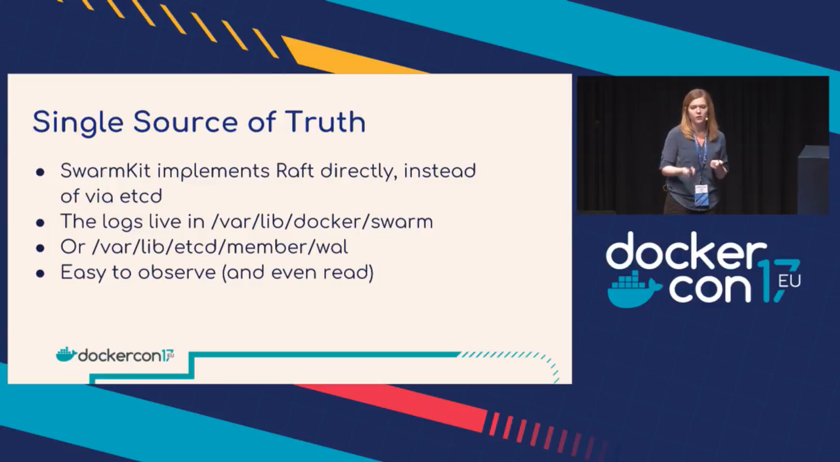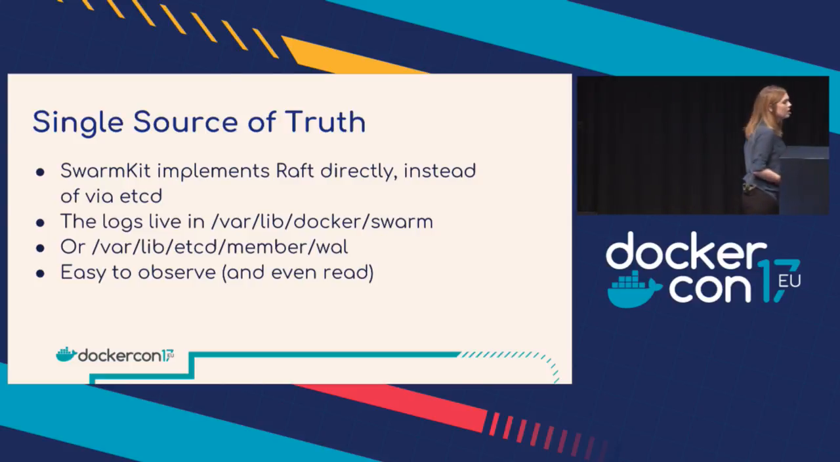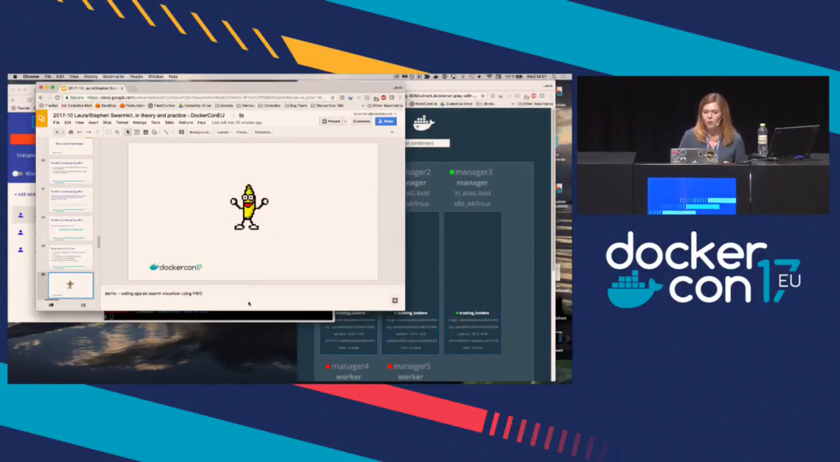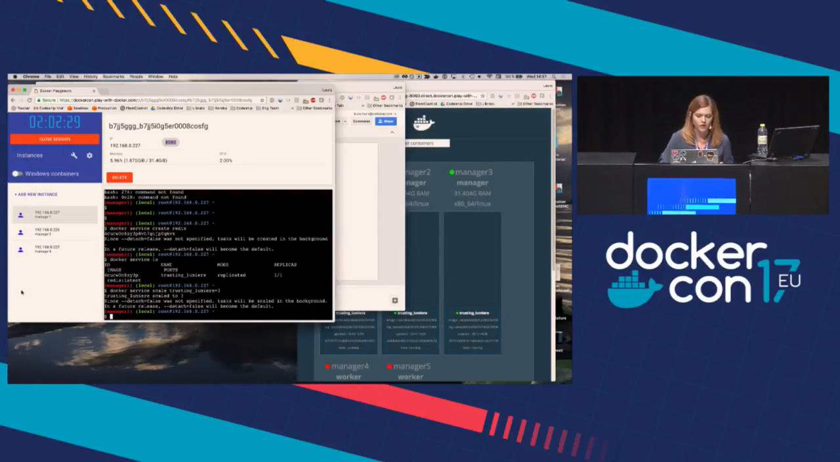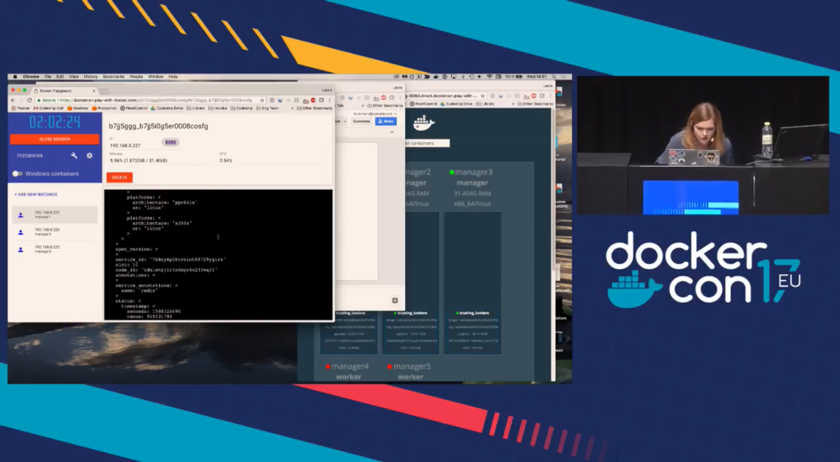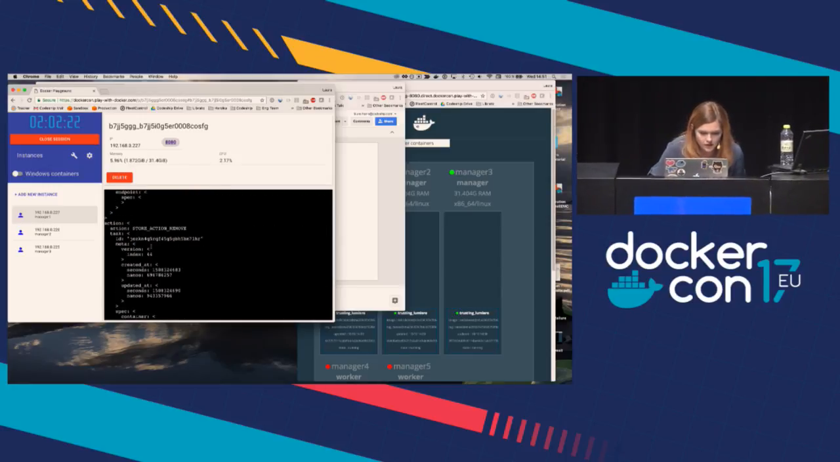In Swarm, they live in /var/lib/docker/swarm. In Kubernetes, they're living in /var/lib/etcd/member. Then there's a couple directories in there. Same deal. The cool thing is that they're pretty easy to observe and even read. There's some cool stuff in there. And just for the sake of time, I'm going to scroll up to the cheat version of the demo that I already did.